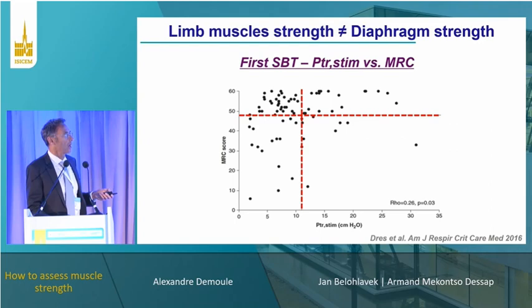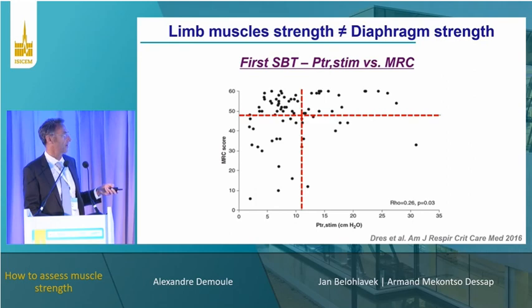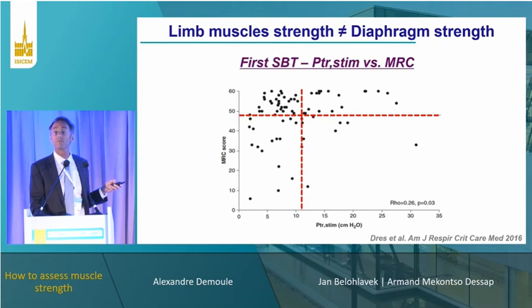The wrong way would be to assume that there is a very good correlation between limb muscle strength and diaphragm strength. Unfortunately, there is not a good correlation here. This is from a study by Martin Dres, and on the y-axis we have the MRC score, and on the x-axis the diaphragm strength assessed by phrenic nerve stimulation. You can see that some patients here have very severe diaphragm dysfunction but normal limb muscle strength. So limb muscle strength, although very easy to assess, is not a good marker of diaphragm dysfunction.